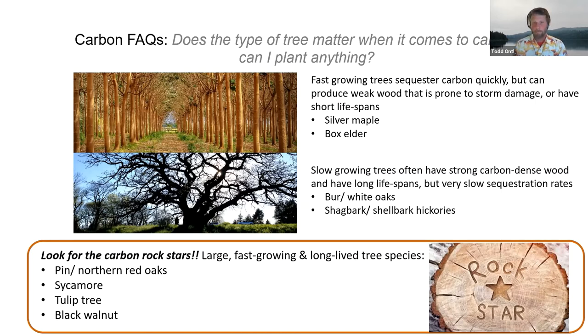And we want to ideally be looking towards a diversity. We want to be balancing both sequestration and storage. We want to have those fast growing species to quickly get some carbon stored and some tree canopy established and habitat created for wildlife. But we don't want to necessarily put all our eggs in that basket, but look towards some other species that give us those storage benefits over the long term.